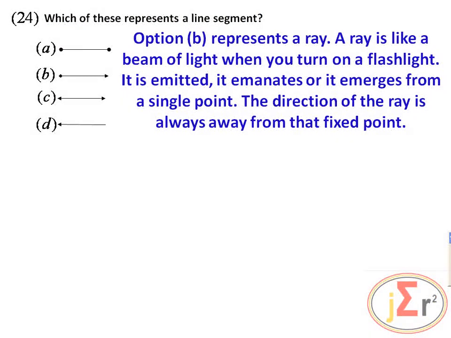Well, it is good if we do not just say that this is a line segment and this is a line, and then we do not know what the others are. Option B represents a ray, like a ray of light. A ray is like a beam of light when you turn on a flashlight. It is emitted, it emanates, or it emerges from one single point. The direction of the ray is always away from that fixed point.